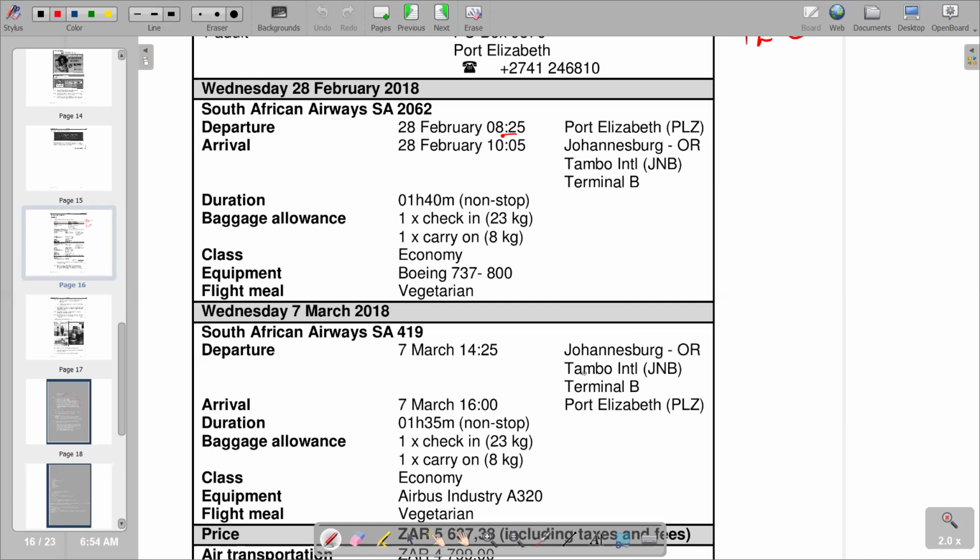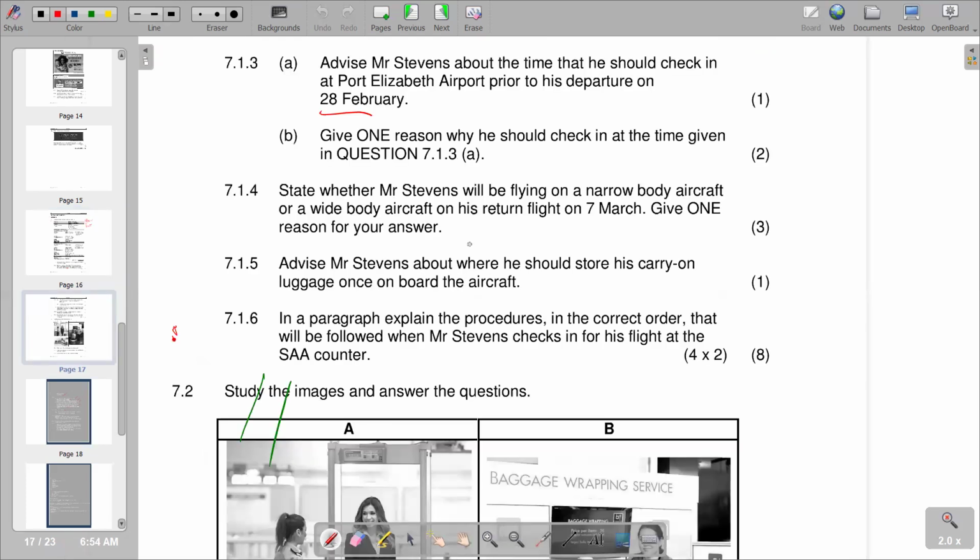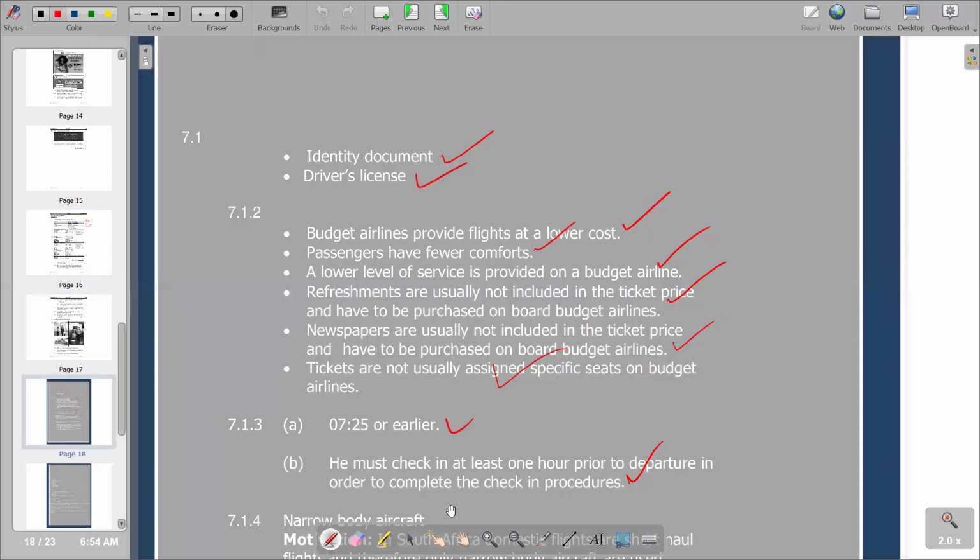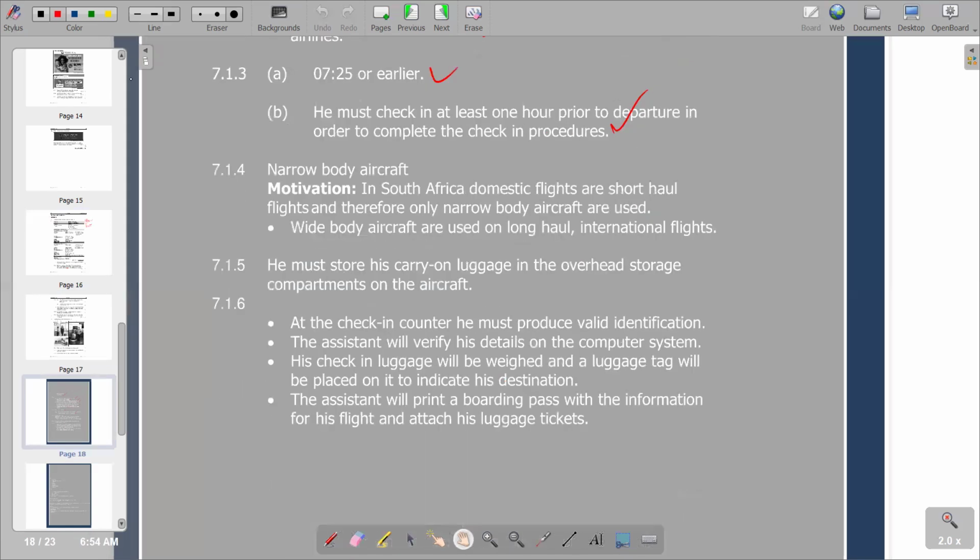So obviously, within that context, you can deduce whether it is a narrow body aircraft or a wide body aircraft. So obviously it's going to be a narrow body aircraft just because of the distance that is going to be covered. So we go to the other section again to see 7.1.4, what description do we have. So we are saying the use of narrow body aircraft. And then on the motivation, why are we saying so? In South Africa, domestic flights are short haul flights, and therefore only narrow body aircraft are used. And then wide body aircraft are used on long haul international flights.